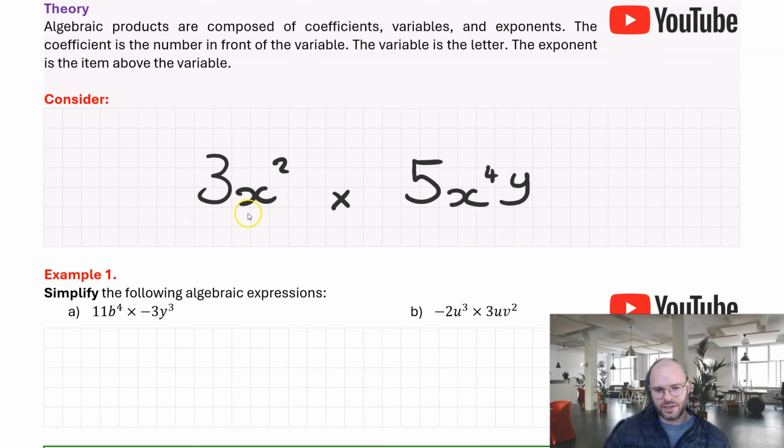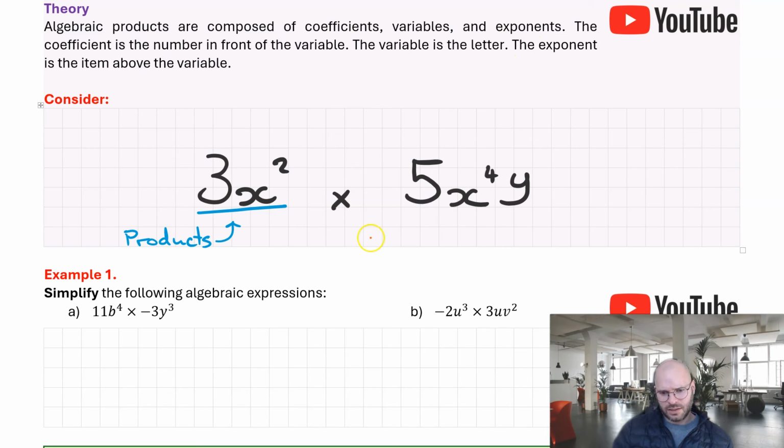Consider we have 3x squared times 5x to the power of 4y. This is an algebraic expression containing products. We know this because there's a multiplication symbol here. To the left and the right of your multiplication symbol, you find your products. In this instance, we have 3x squared, and to the right, 5x to the 4y. We call these products. Now remember, products are composed of coefficients, variables, and exponents.